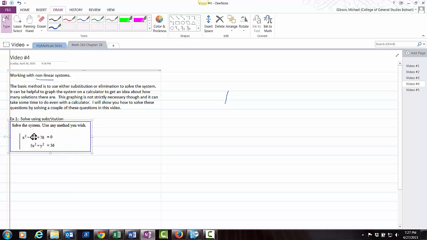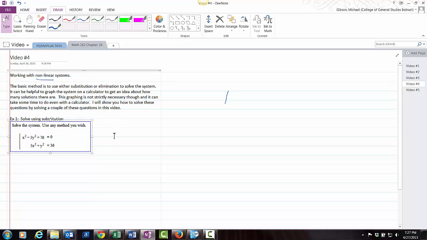You'll notice there's x squareds and y squareds in it. Either one, any square or any kind of exponent or radical, anything like that makes it nonlinear. All right. So the basic method is to use either substitution or elimination to solve the system. It can be helpful to graph the system on a calculator to get an idea about how many solutions there are. However, it's not strictly necessary.